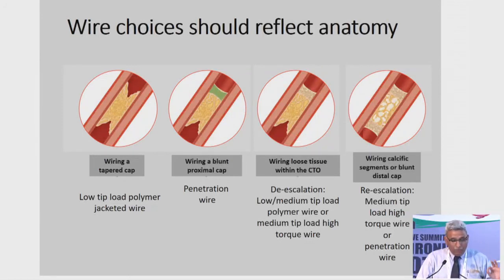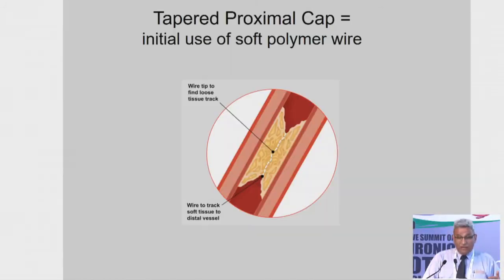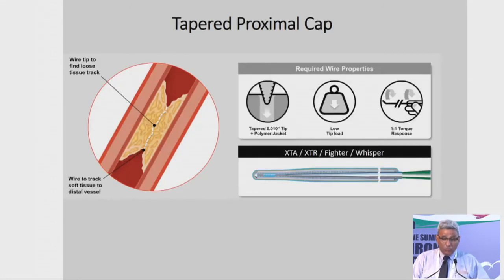if you have to wire a tapered cap, use a low tip load polymer jacketed wire. If you have to wire a blunt cap, use a penetration wire. If you have to work within the loose tissue, within the CTO, you can de-escalate with a low or medium tip load polymer wire, or even a medium to high tip load high torque wire. And if you have to wire a calcific segment, we can have either a re-escalation or use a penetration wire. So the choice of anatomy actually determines what we are going to use.